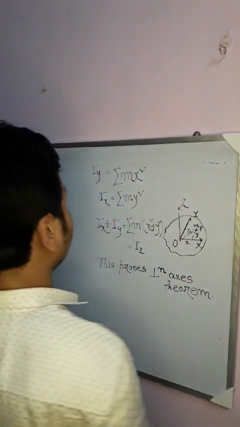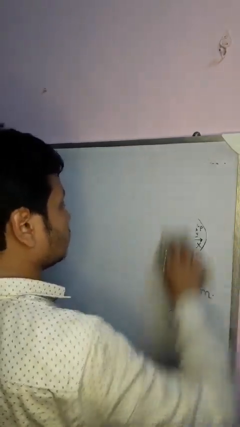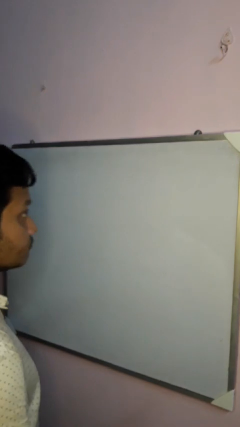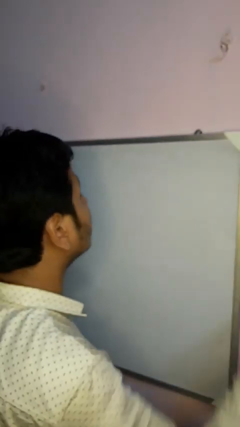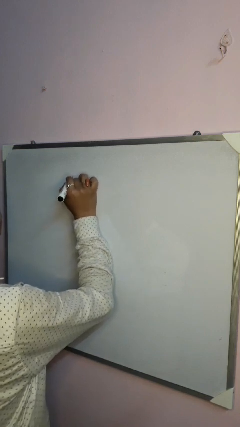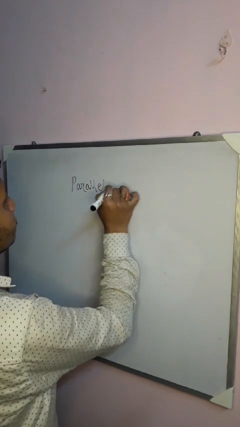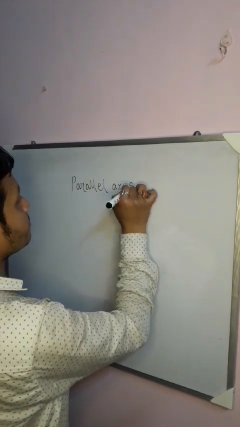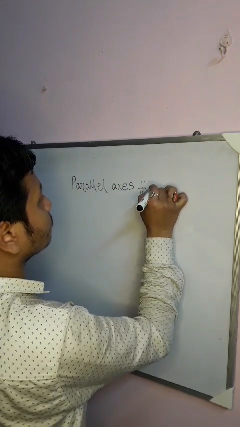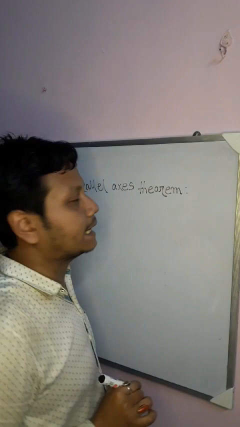Fine. So this is perpendicular axis theorem. Now let us move to the second theorem, that is parallel axis theorem. Our next task is to find out that another theorem, that is parallel axis theorem. Fine, one is perpendicular, that has been done.